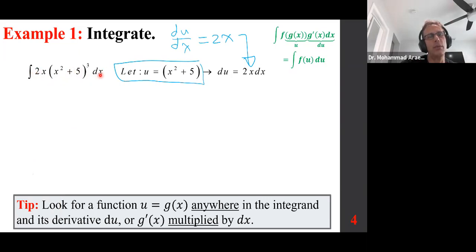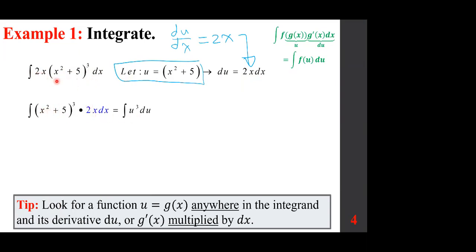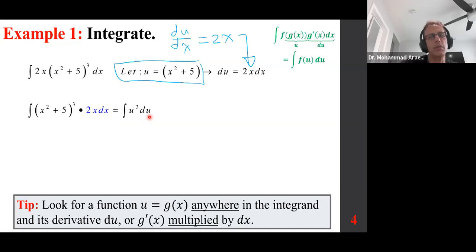So you see the combination is du. Take a look. This is u to the third power. When you move the 2x next to dx, the whole thing becomes du. And therefore, we are dealing with the simple case of a power rule. So I hope you see the transition. That's the most important thing. Now this gives you 1/4 u to the power of 4 plus a constant.